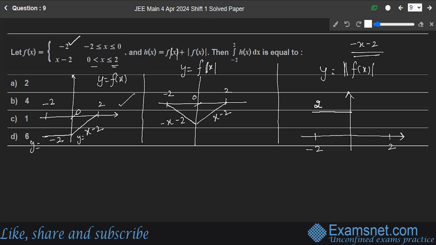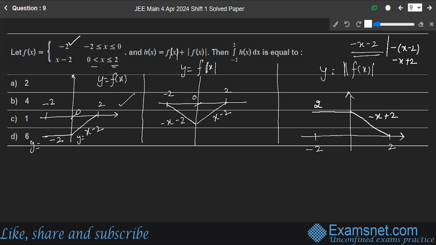And when you have x - 2, again it will be changed. This will reverse the sign. So now this will be equal to -x + 2. Why? Now you will have a minus of (x - 2), which will give you -x + 2. Hope you're clear? Okay, so these are the three graphs.